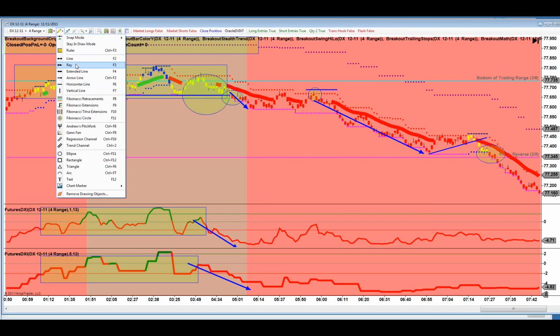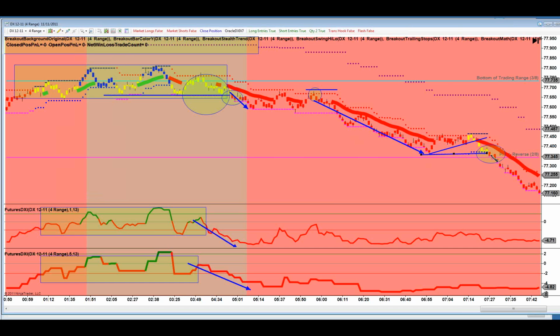Just a tick or two above that pivot. See it? Right there. There's your entry. These bars right here, that's your short entry right here. Red stealth, guidance down, oracles negative as can be.